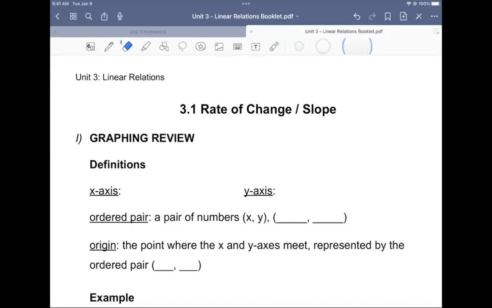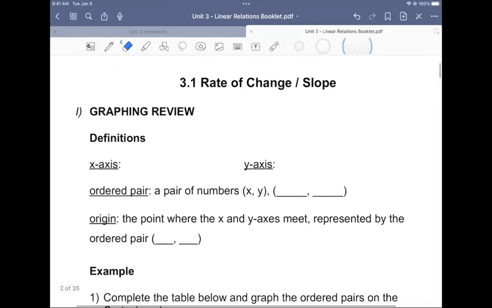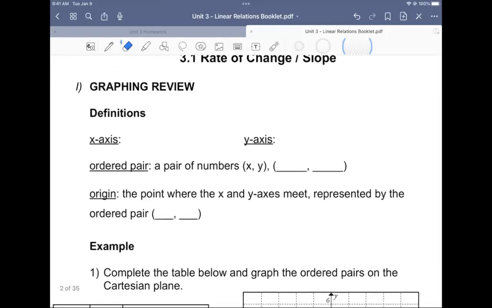All right, so we are starting off Unit 3 today, and we're going to be starting off with the rate of change in slope. Some of this is going to be review. I believe most of this lesson is review from grade 9, so bear with me either way. But the first thing that we have to do is we're going to be just looking at graphing review. So just a couple things to remember from previous years.